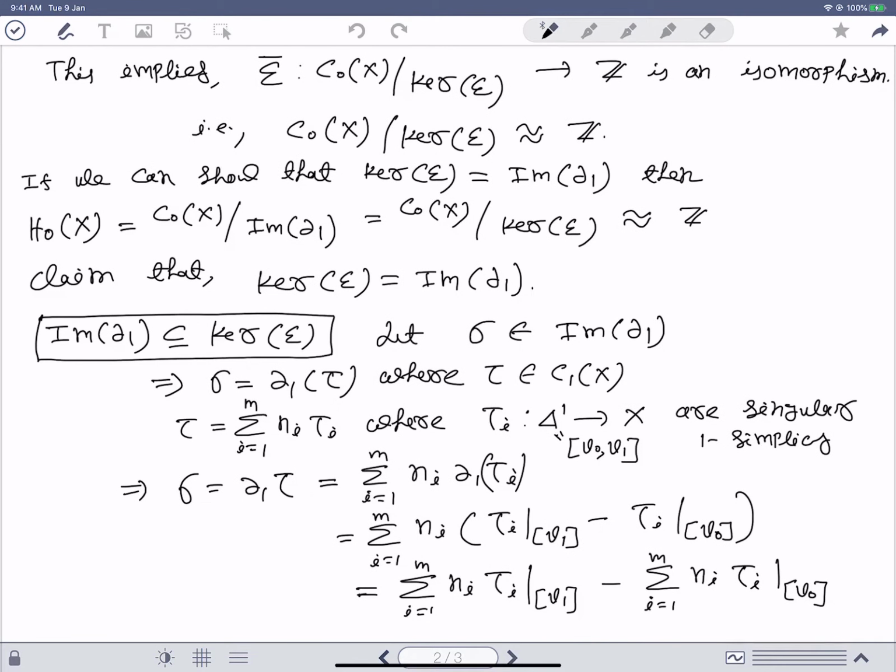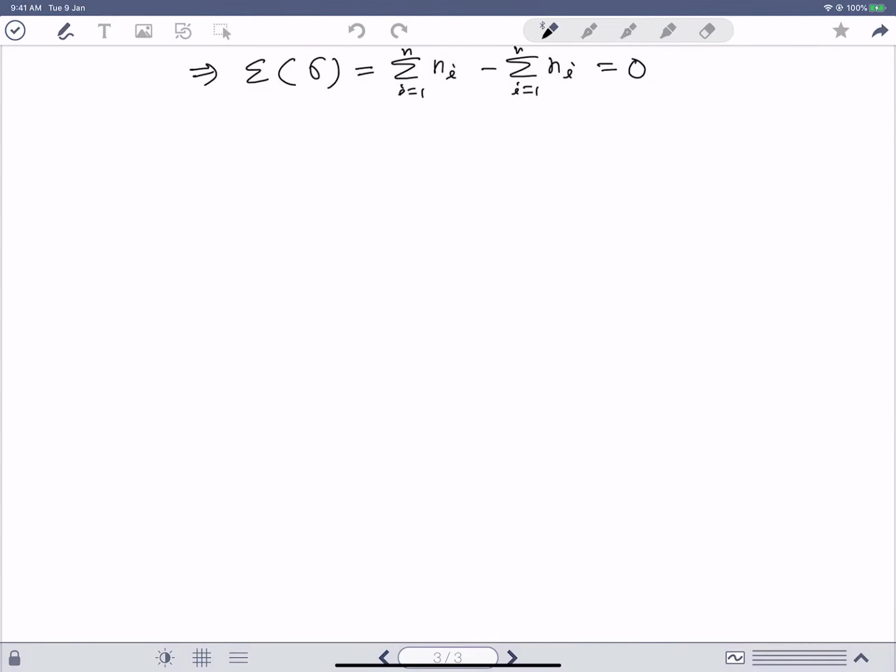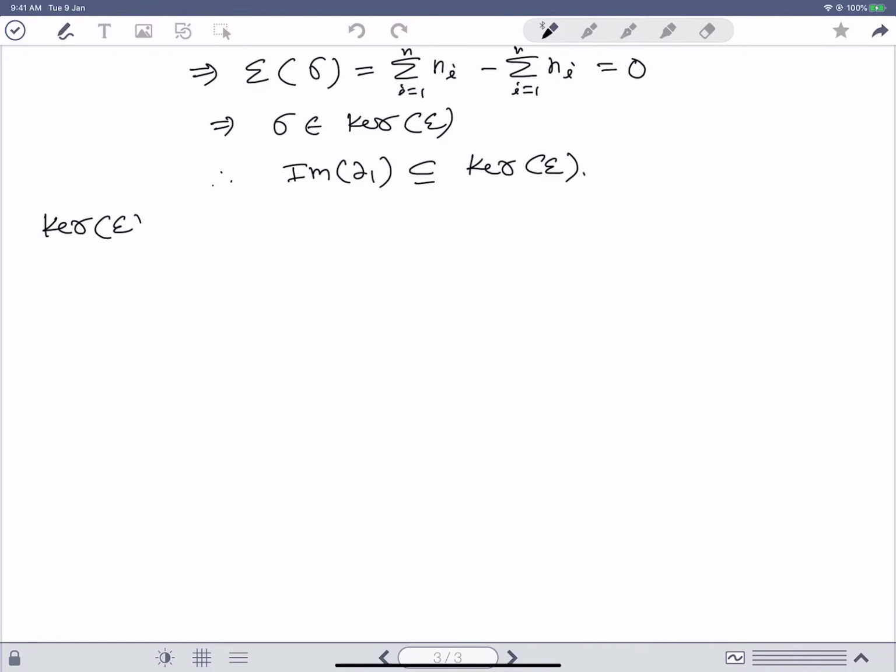So we assume that sigma is in image of delta 1 and we find then epsilon of sigma equal to 0, that's mean sigma belongs to kernel of epsilon, so that is image of del 1 is a subset of kernel of epsilon. So now we prove the other way, that is kernel of epsilon is a subset of image of del 1.